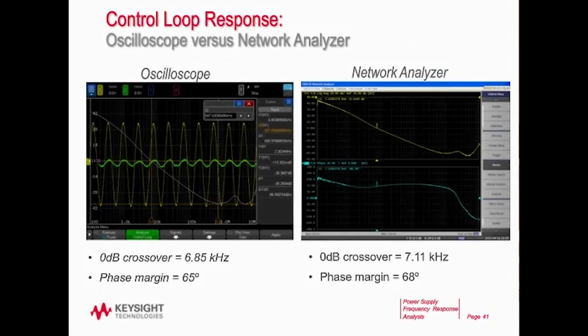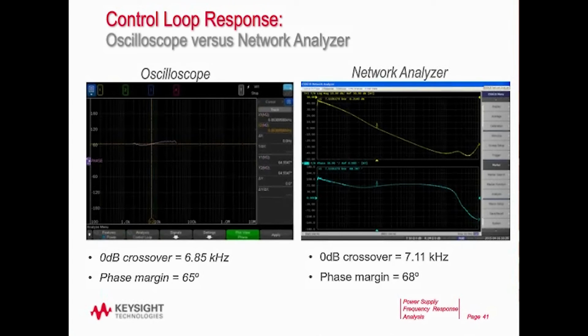So how does this compare to the network analyzer? Well, the gain plot tracks pretty darn closely. We measured on the scope 0 dB crossover at 6.85. The network analyzer, this is the Keysight network analyzer, measured 7.11 kilohertz. Phase margin, scope measured 65 degrees. The network analyzer measured 68 degrees. Clearly, you can see one of the advantages of the network analyzer is it's going to plot both of them simultaneously. On the scope, you have to select one or the other, and then you just get a partial plot of the phase on the scope. But if it's just the phase margin that's most important, you can do that. Now, we couldn't, in this particular instance, measure the gain margin.